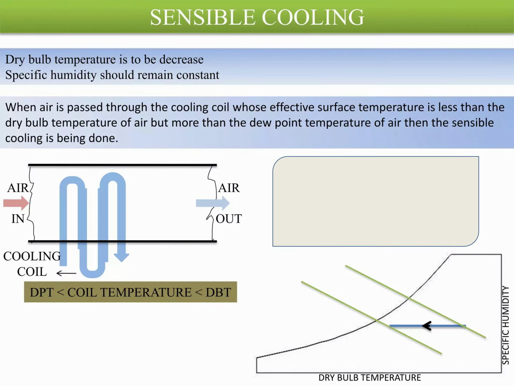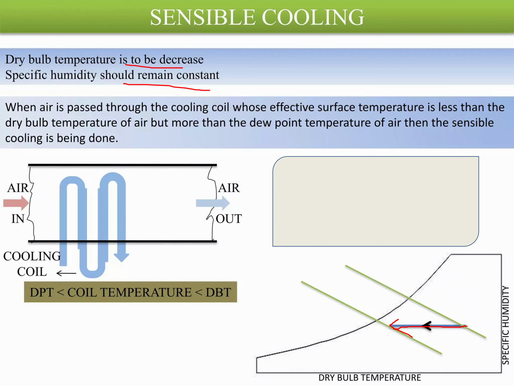First of all, cooling. Sensible cooling. The name is sensible because the temperature is fixed. Whenever water is converted into ice, at 0 degrees Celsius it converts into ice, and at that time the temperature remains fixed. So this is called sensible cooling. That means our specific humidity is fixed because our y-axis is not changed, just the x-axis value is changing. That means our dry bulb temperature is decreased and specific humidity is constant.